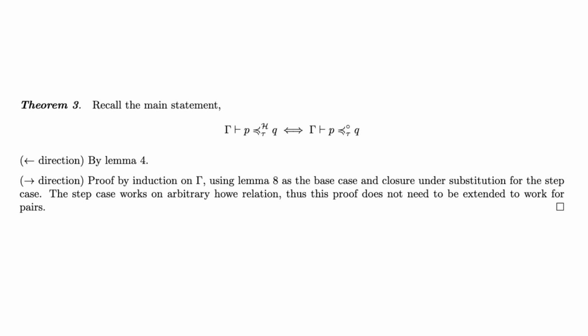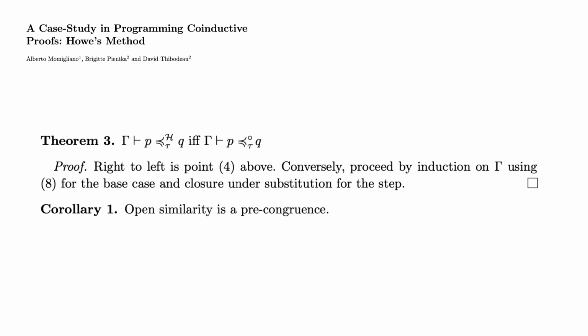It turns out we have nothing to extend here, as the step case deals with an arbitrary instance of the Howe relation. Since the extension of pairs satisfies all desired properties, this proof still holds without modifications. Finally, we conclude with our main goal. Open similarity, extended to support pairs, is a precongruence.